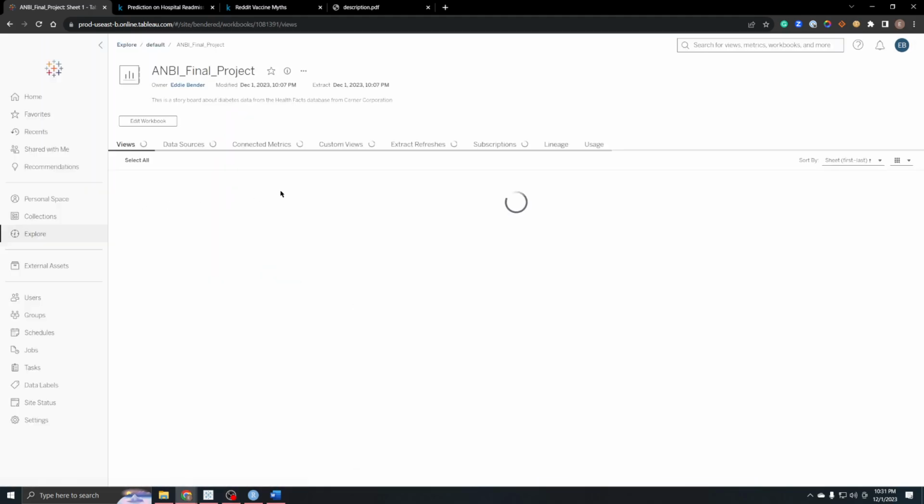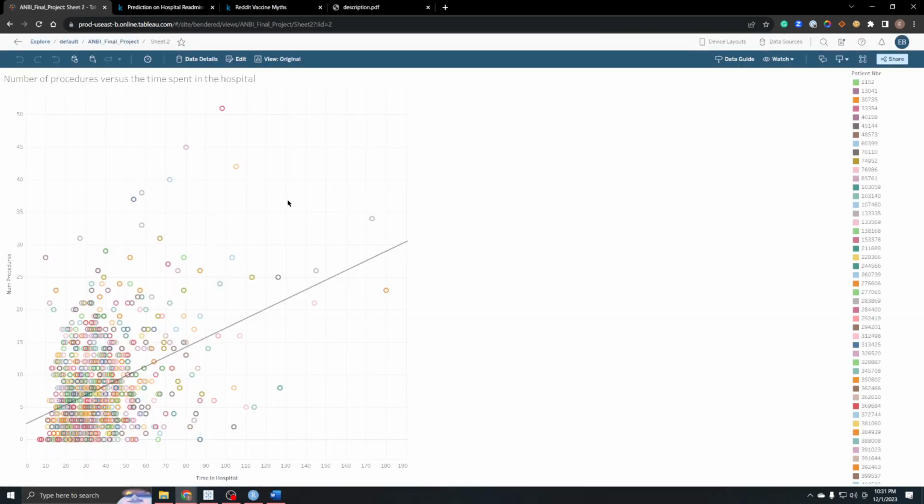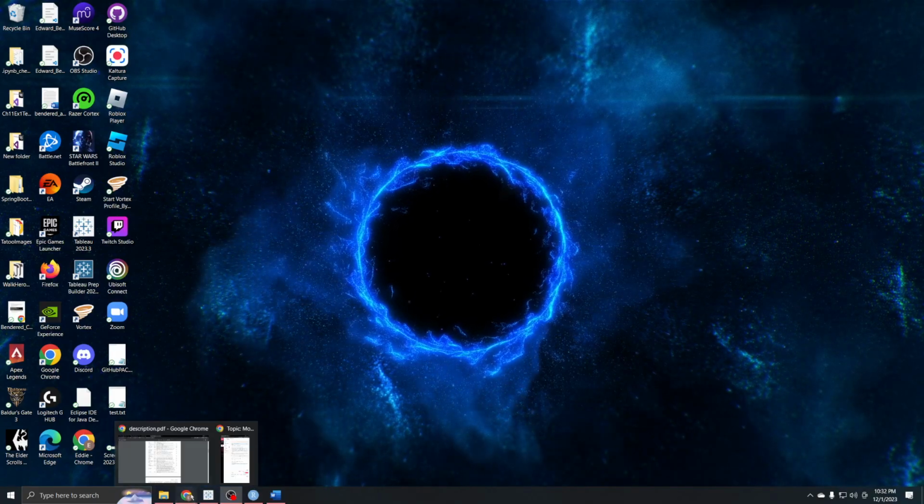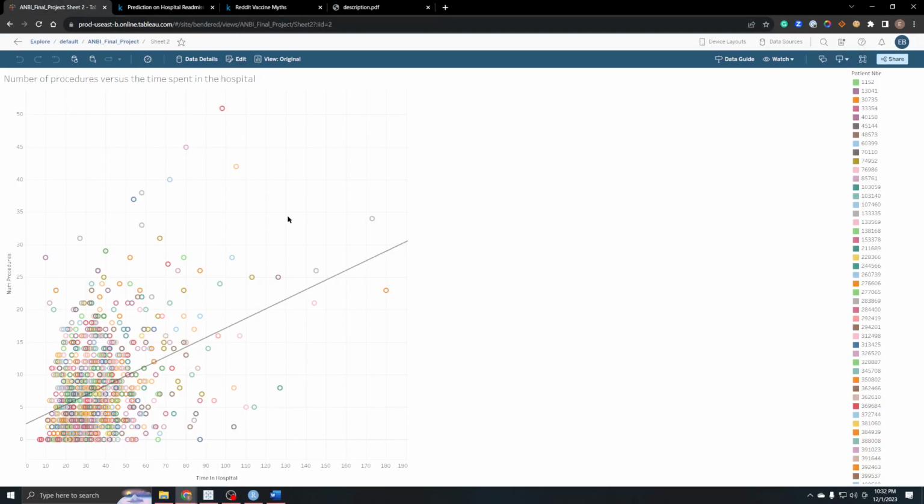So we go back here, look at sheet number 2. This here is showing the number of procedures versus the time spent in the hospital. So this patient right here had the most number of procedures, and their time in the hospital was 98. That would be 98 days. Hold on here. What just happened? Let me go back. So this patient was in the hospital for a total of 51 procedures over 98 days, whatever that means for them.